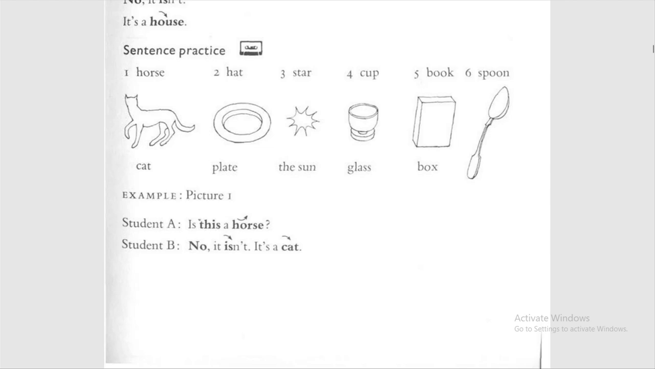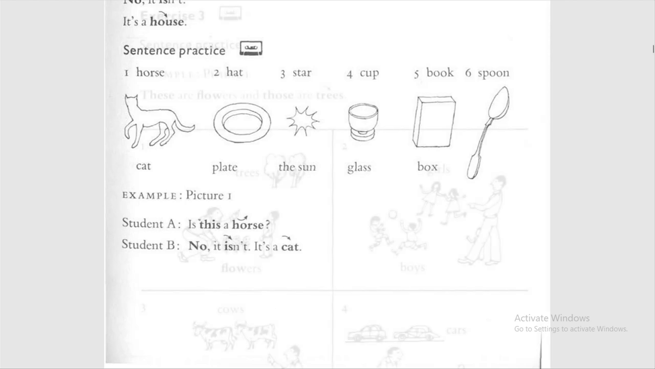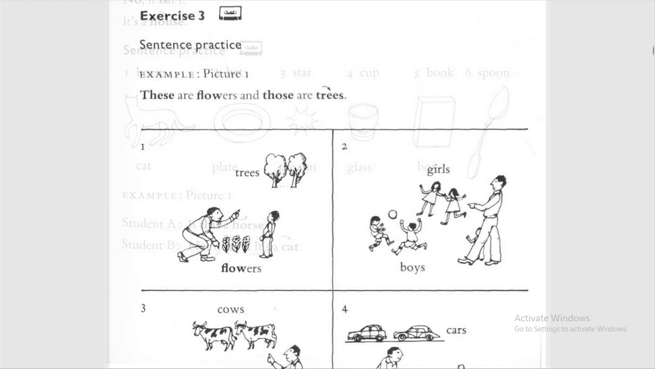4. These are bicycles. And those are cars. 5. These are doors. And those are windows. 6. These are birds. And those are planes.